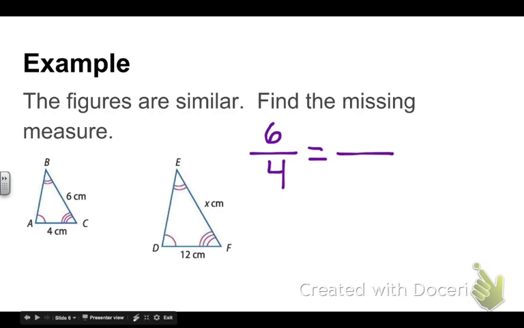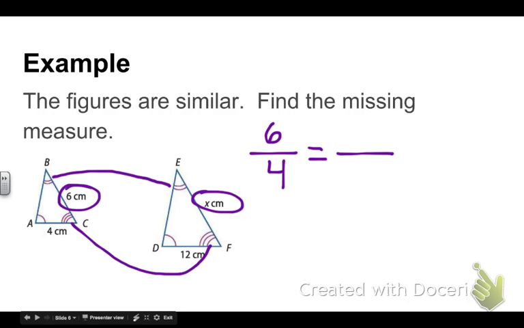This is the part that matters. What are you going to match up with 6? What are you going to match up with 4? So if we look at the corresponding parts, and I'm looking at these symbols, do you see the 2 lines? Do you see the 3 lines? In between that is the 6. So in between that is the x. My x is going to match up with the 6. And then down at the bottom, in between the 1 mark for A and the 3 marks for C is 4. In between the 1 mark for D and 3 marks for F is 12.